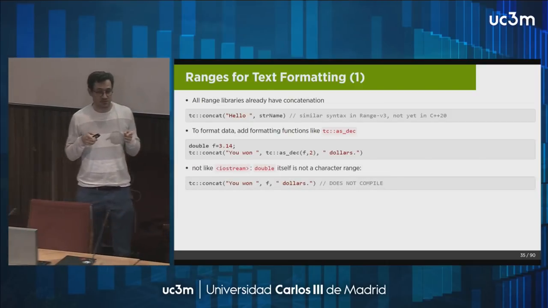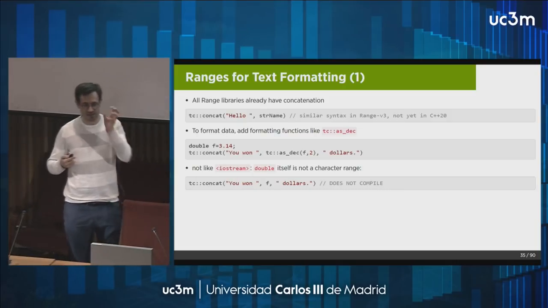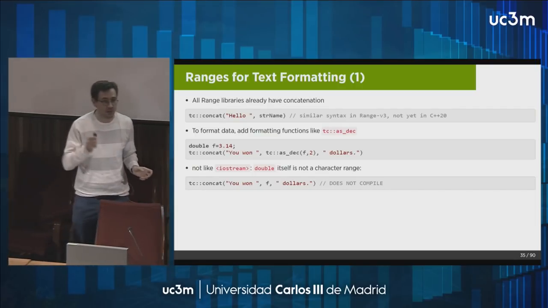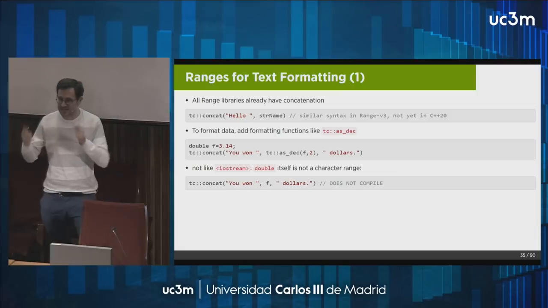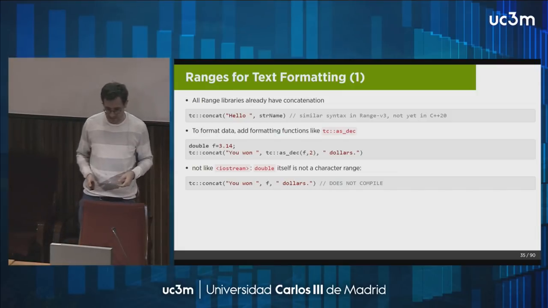Now, remember, this is not like IOStream. In IOStream, you put in the values directly. You just say, okay, this is the double, I'm going to stream that double into my stream. That's not how it works here, because the double is not a string. Conceptually, what's coming out of sdec is a string. So you have to write that sdec.